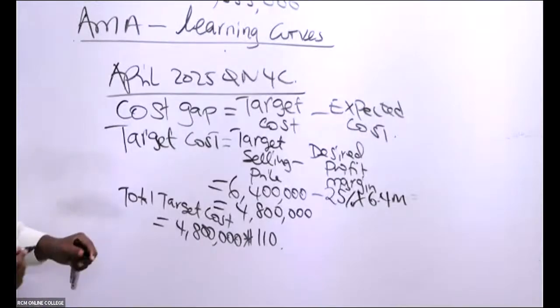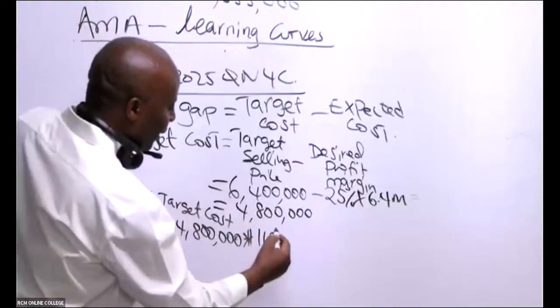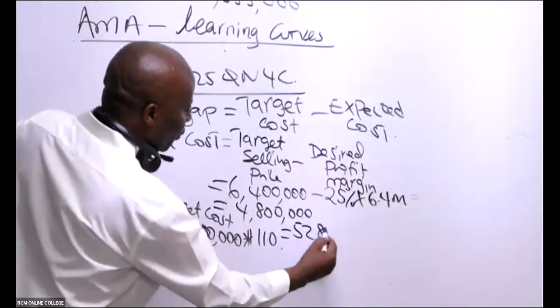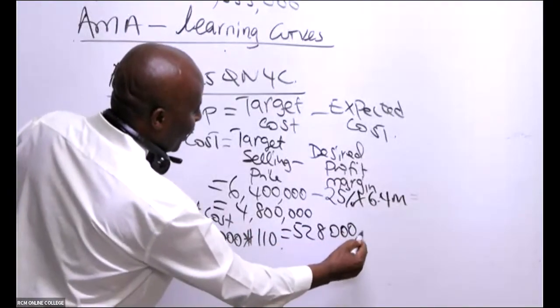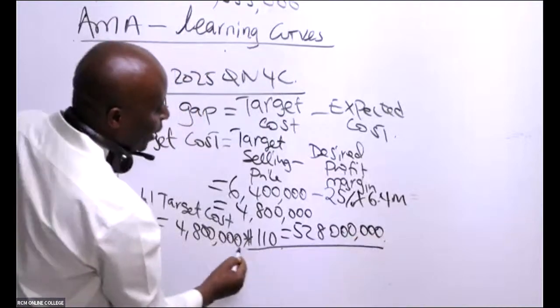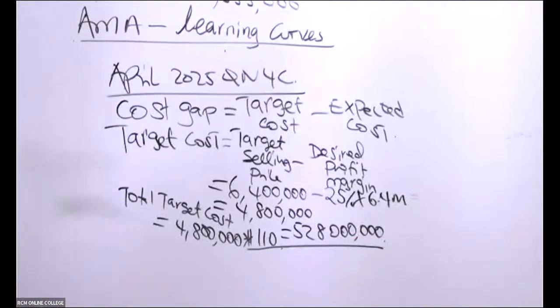5.520 million, isn't it? So I'm being told that Mwalimu, this is 528 million, like that. Up to here, are we together? Up to here, I'm being told we are together. The online guys haven't yet confirmed.